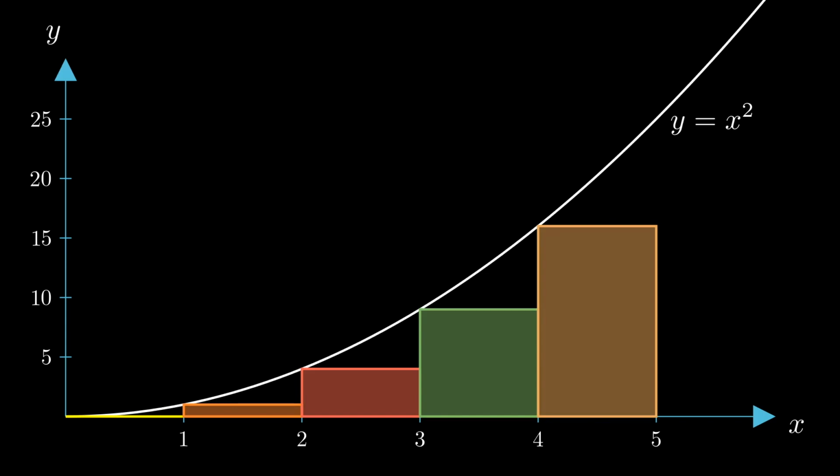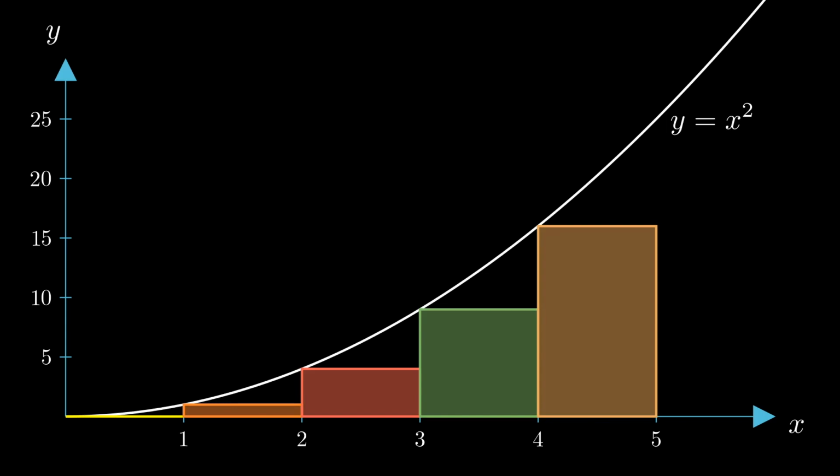So that means the first one will go from x equals 0 to x equals 1. The second one will go from x equals 1 to x equals 2. The next one will go from x equals 2 to x equals 3. Those are the bases, right? So basically, I will substitute x equals 0 into the equation to find the height. Then I'll substitute x equals 1 to find the height for the orange rectangle. And then I'll substitute x equals 2 into my equation y equals x squared to find the height.